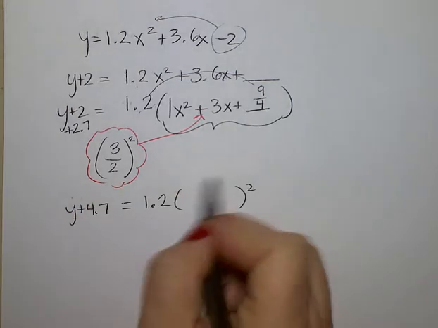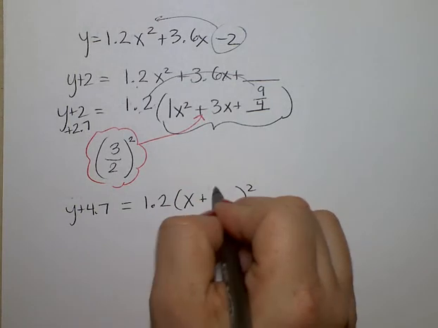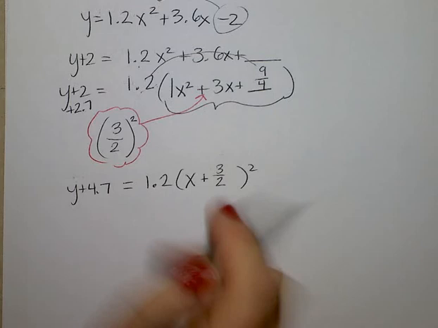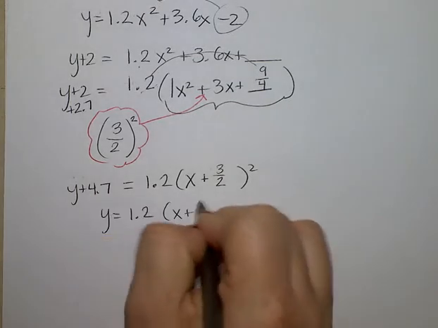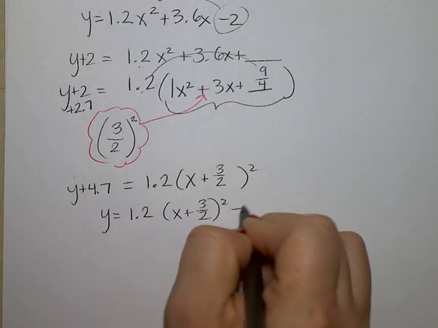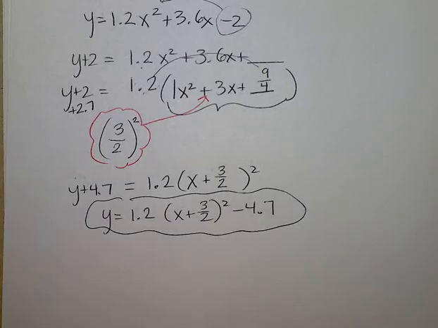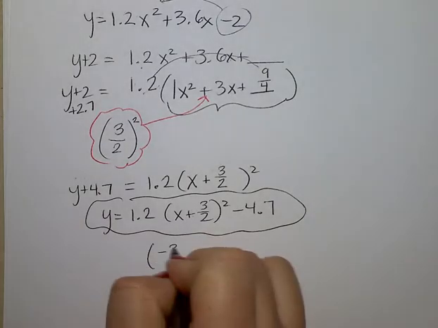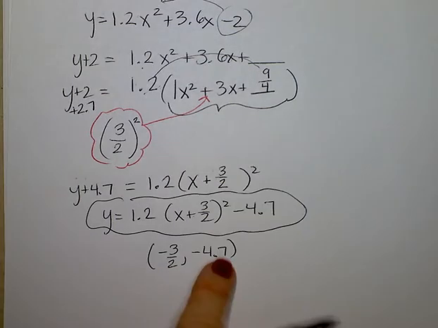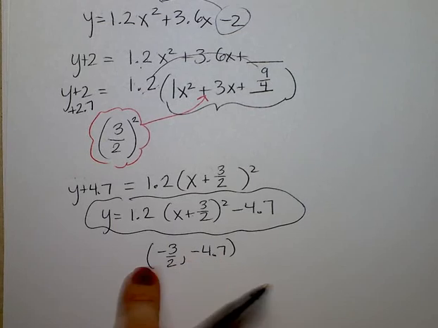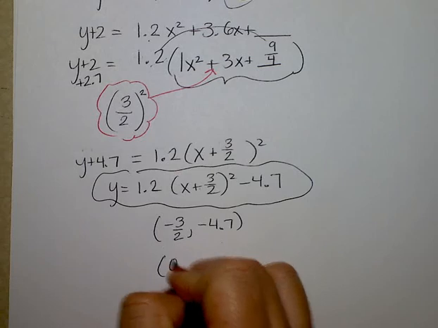What goes inside? x plus 3 halves. Could you write it as a decimal? Sure you could. Now I move the 4.7 back to the opposite side. When you move it over, it becomes negative. There's your factor form. Vertex is negative 3 halves. You could write it as a decimal. And negative 4.7. Normally you see them both as decimals and also both as fractions, but that means they're equivalent values. And then we have a y-intercept of 0, negative 2.